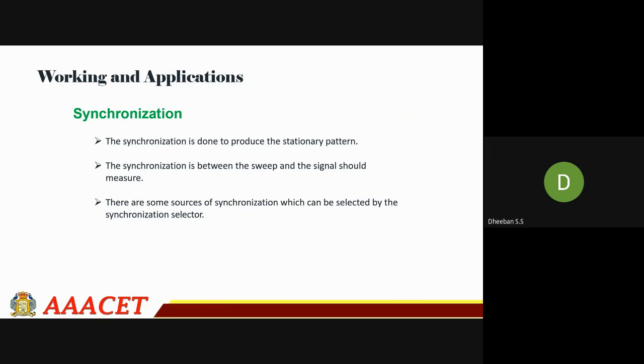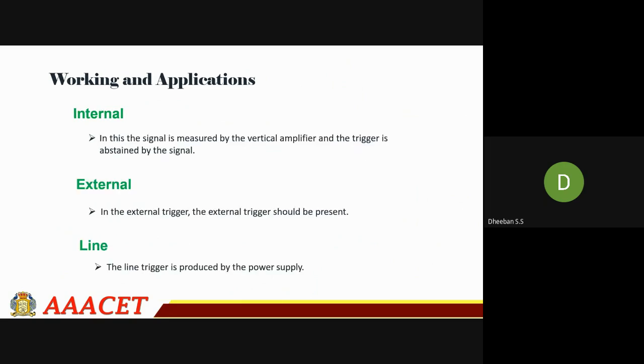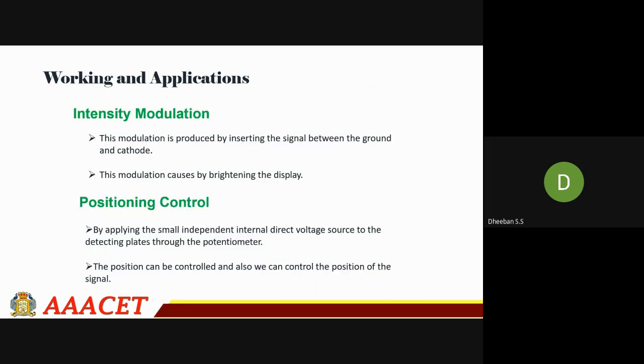Synchronization is an important one. Synchronization is done to produce a stationary pattern. After synchronization only, you will be getting a stationary pattern. Synchronization is between the sweep and the signal. There are some sources of synchronization which can be selected by the synchronization selector: internal, external, line. These are the basic things you can study with respect to your CRO.